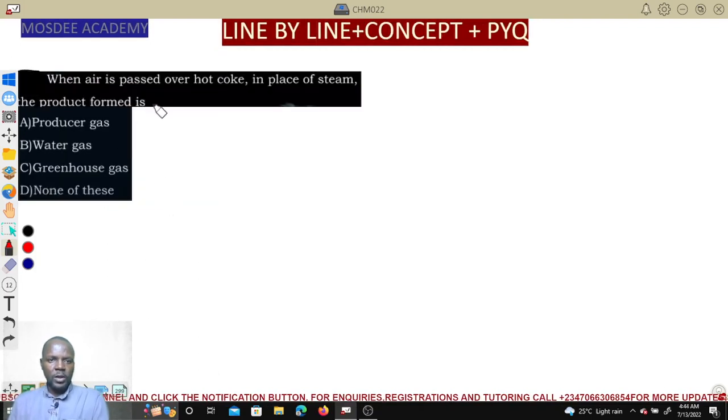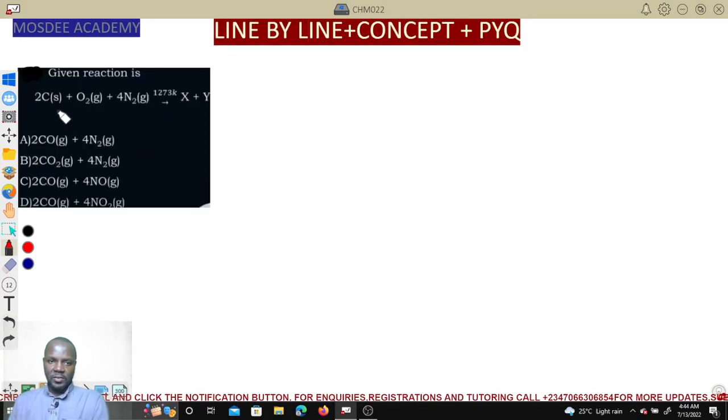Now, the question jumped. If you change the word steam to air, producer gas is going to be formed. So this is the answer to this. Then the producer gas equation is the next question, when you mix it with N2. So you expect carbon monoxide and nitrogen. So this is the answer for the producer gas.